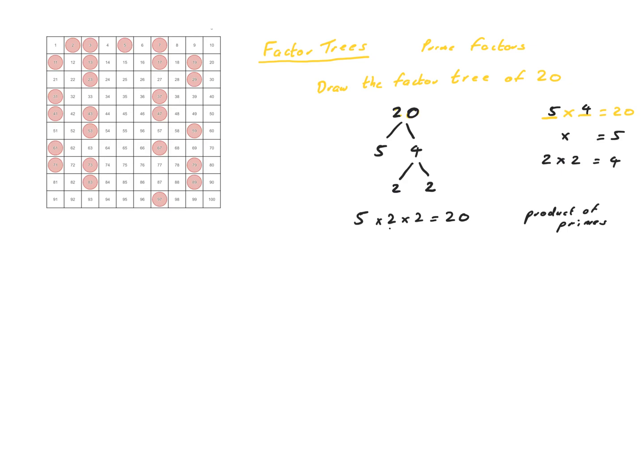Excellent. And I just want to change it around. I want to put the 2s at the beginning, the smaller numbers at the beginning. And then, if you know what we're doing here, I'm going to write this 2 times 2 like that: 2 to the power 2, or 2 squared, times 5 equals 20. And that one's done.